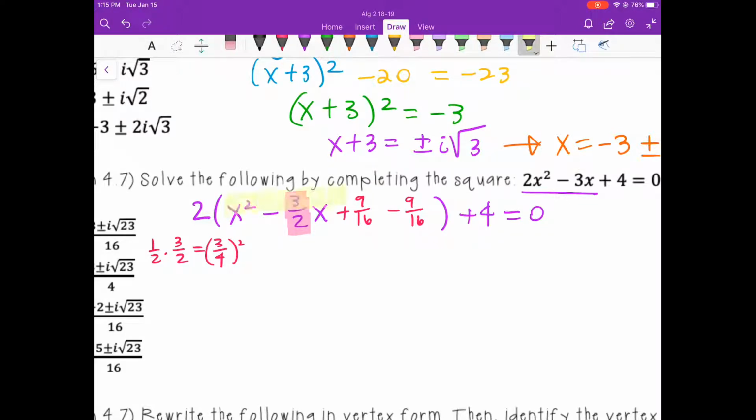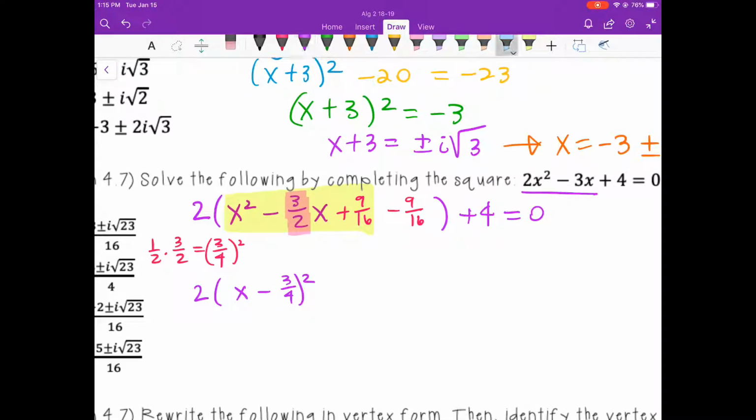Your first 3 terms inside parentheses are going to factor to become x plus half of b, so x, or minus, sorry. So 3/2. When we took half of that, we got 3/4. So our 2 out front stays. Those 3 terms become x minus 3/4 quantity squared.